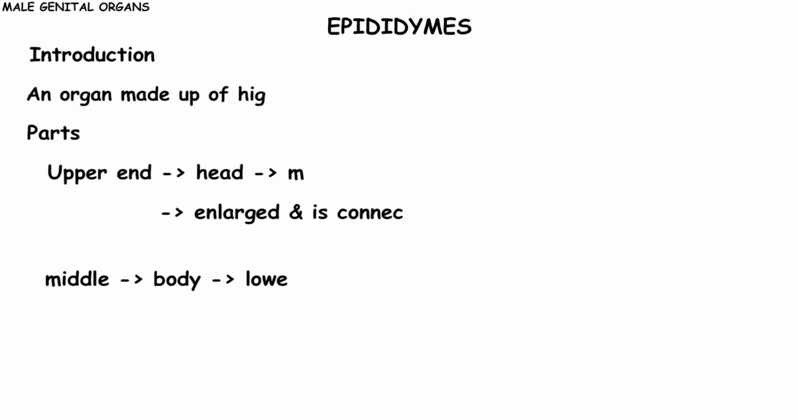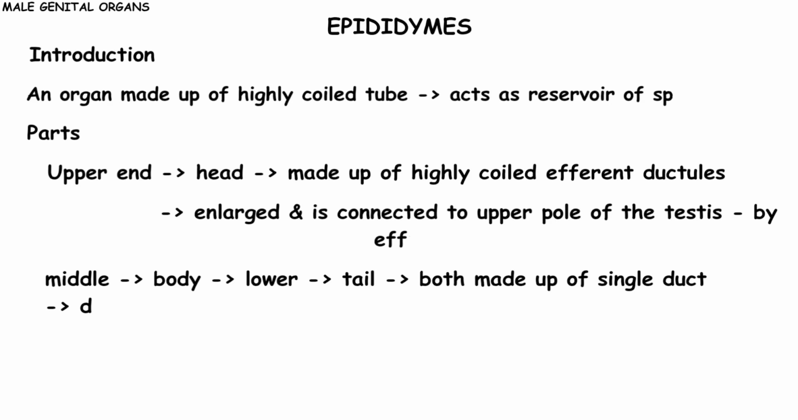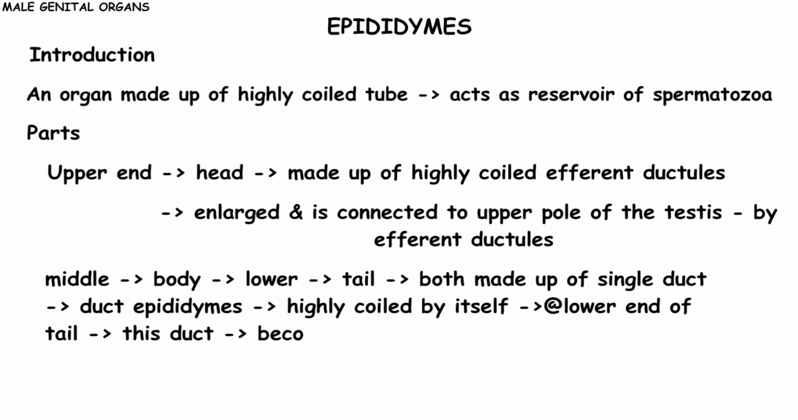Epididymis. Introduction. An organ made up of a highly coiled tube, it acts as a reservoir of spermatozoa. Parts. The upper end, which is the head, is made up of highly coiled efferent ductules. The head is enlarged and is connected to the upper pole of the testis by efferent ductules. The middle is the body and the lower is the tail. Both are made up of a single duct of the epididymis, which is highly coiled by itself, at the lower end of the tail. This duct becomes continuous with the ductus deferens.